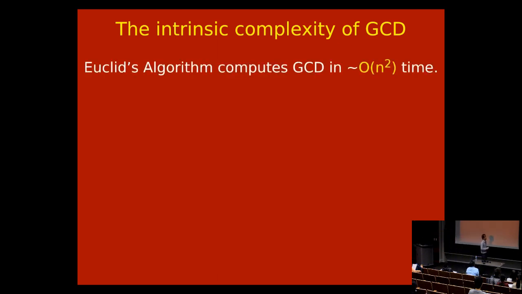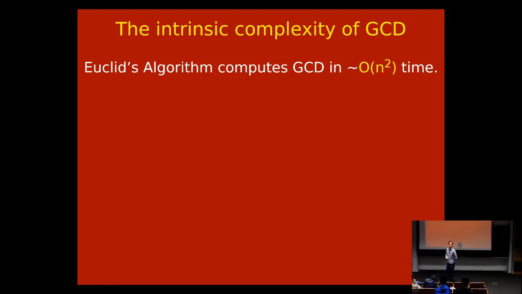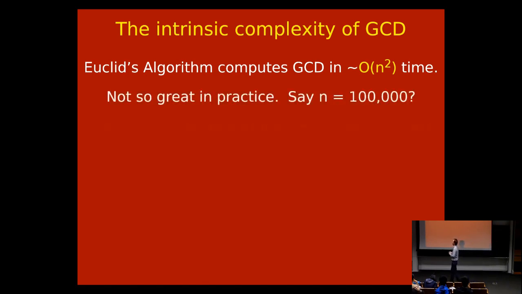OK, great. I want to mention just one slide about some interesting facts about the GCD problem, because it's really one of the most interesting problems in computer science, I think. And I'm curious about its intrinsic complexity. So Euclid's algorithm computes the GCD in polynomial time. If you're very clever, it's something like quadratic time. Again, if you type two 1,000-digit numbers into Maple and ask it to compute the GCD, it will do it very fast, and it will not do this, because quadratic time is actually a little bit slow if the numbers have tens of thousands of digits.